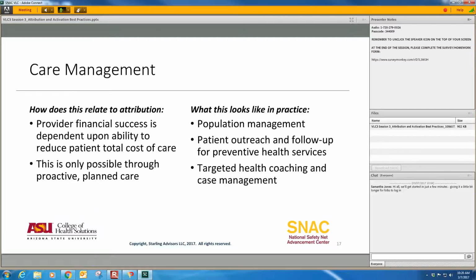Before we move on to care management, any comments or questions? What challenges have you guys seen? Do you empanel your patients all across your practice, or do you part ways in this process, or what challenges have you seen?